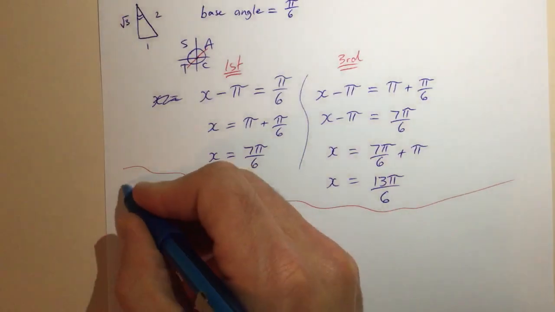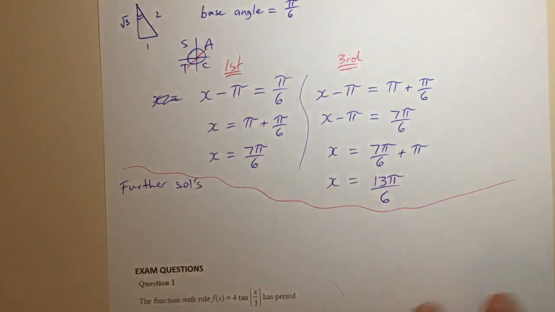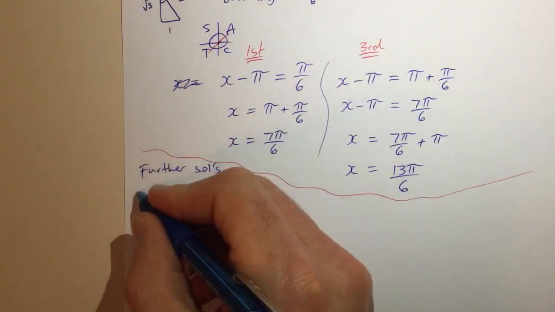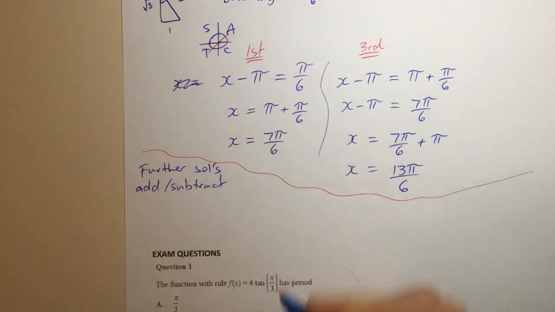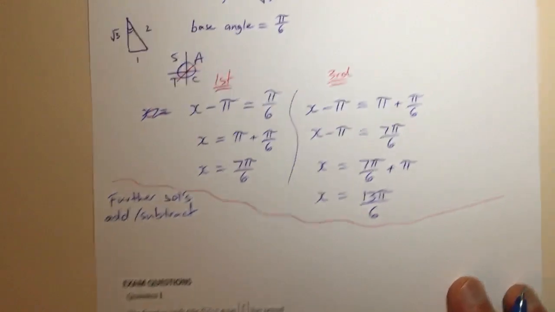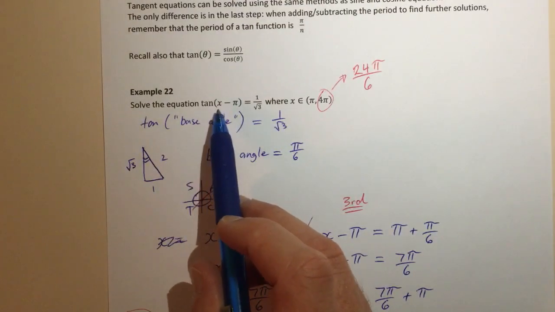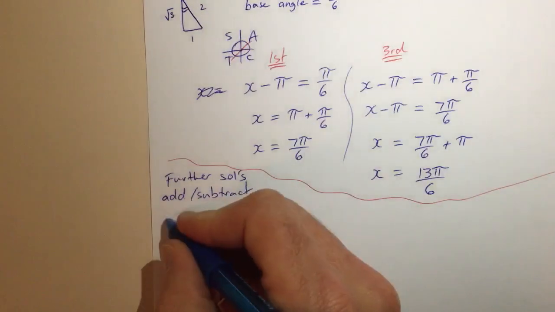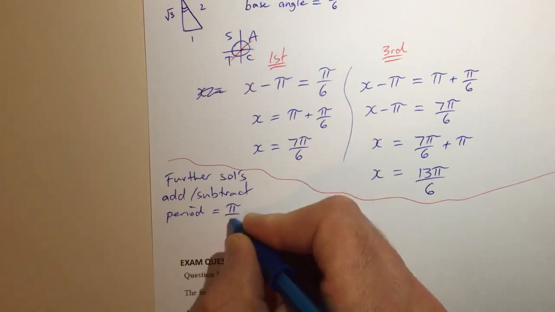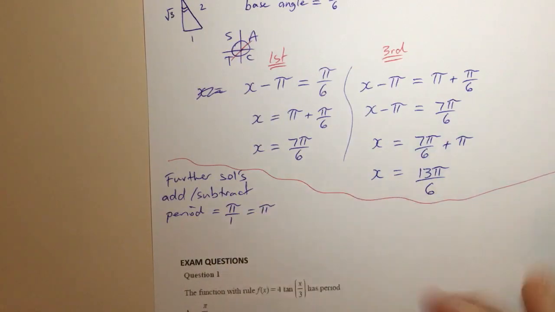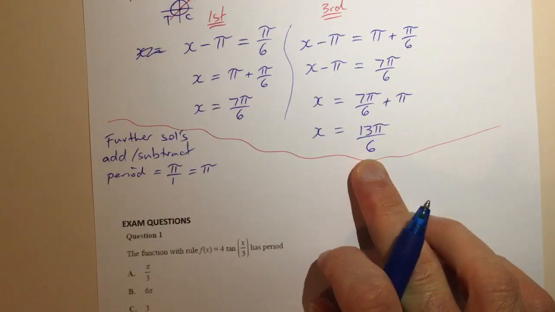For further solutions, I'm going to just add or subtract, generally speaking, the period. And the period for this question is pi on n. You can see the coefficient of x is 1, so n is 1. So the period will be pi over 1, which of course is just pi. So I can take the answers that I've got, 7 pi on 6 and 13 pi on 6, and I can just add pi to them.